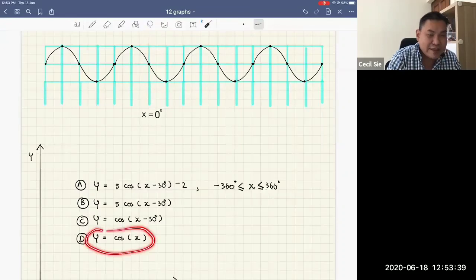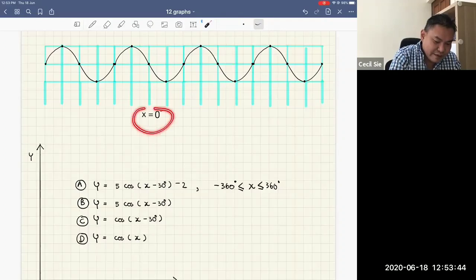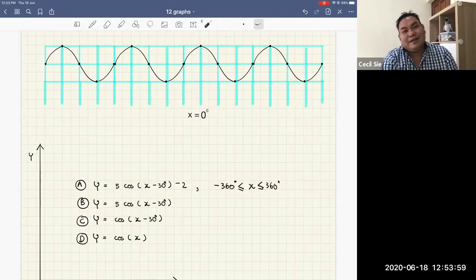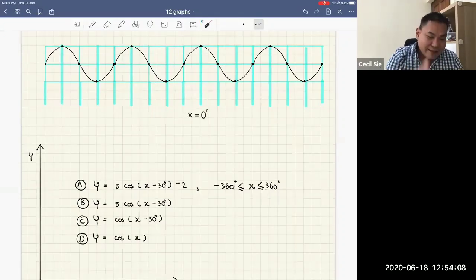Remember, if it is cosine, you start from the top. So you put it here. X equals to 0 at this top here. So this one, later you're going to draw the y-axis here. But this is a trick. Don't put the axis first. You draw the x-axis and y-axis the last.